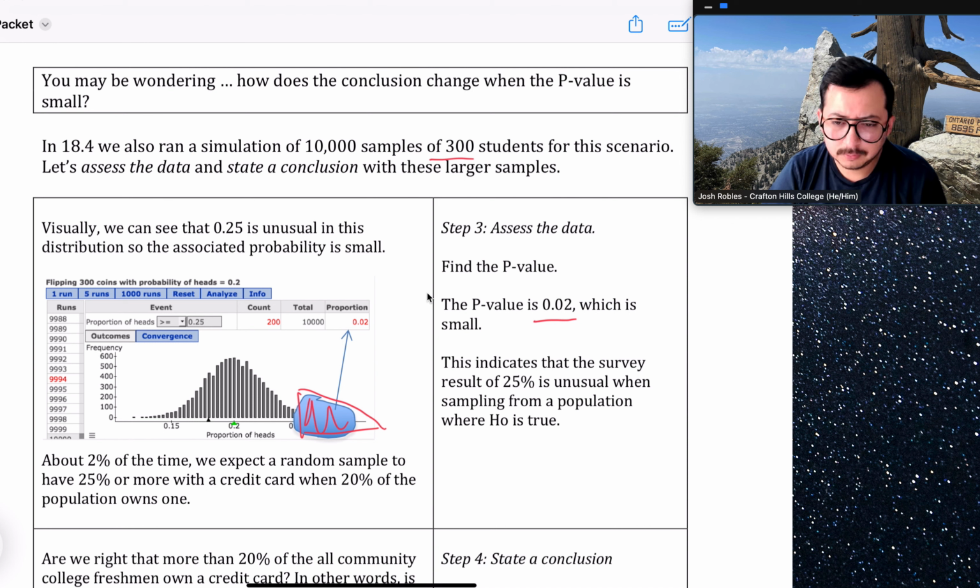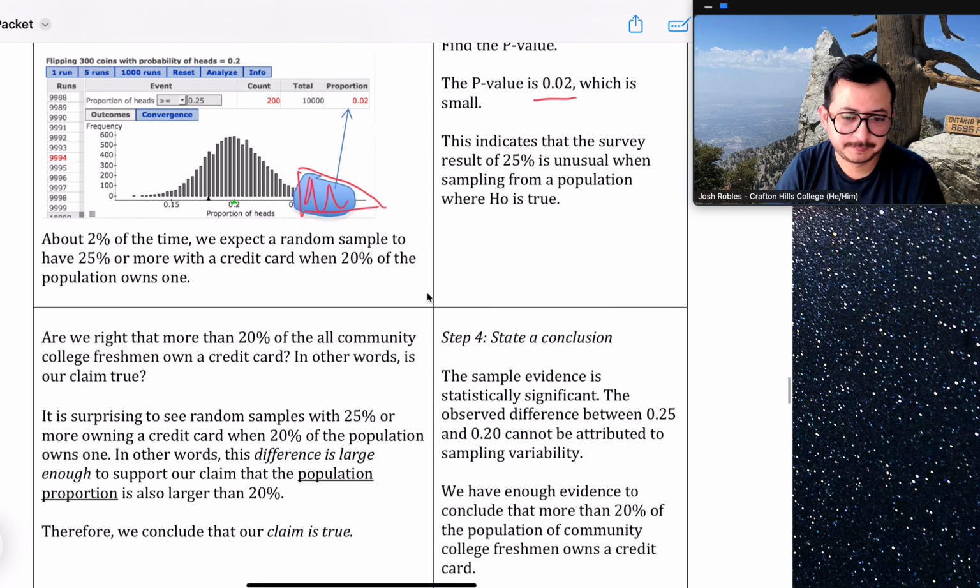Right, so this scenario now, our p-value cutoff, our probability that's going to say when is it too big, when is it too small, is going to be 5% unless we're told otherwise. And so 2%, 0.02, is for sure less than 5%. So this now is telling us that 25% is really unusual. And our better guess is that the population value is really not 20%.